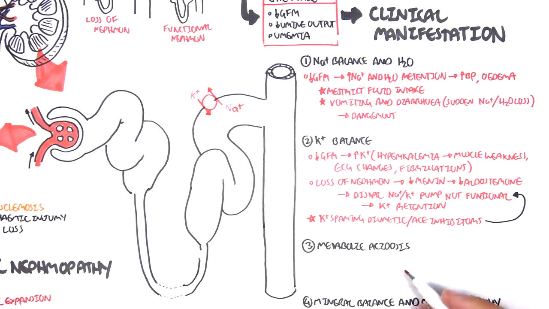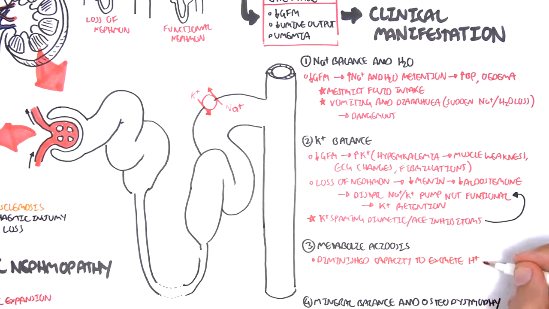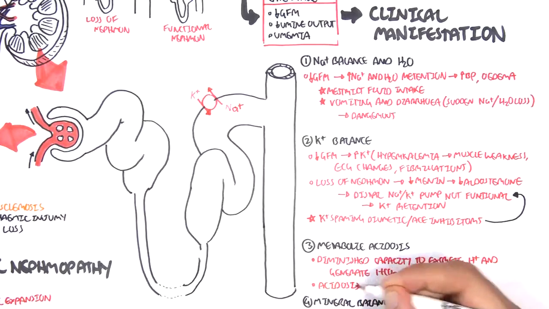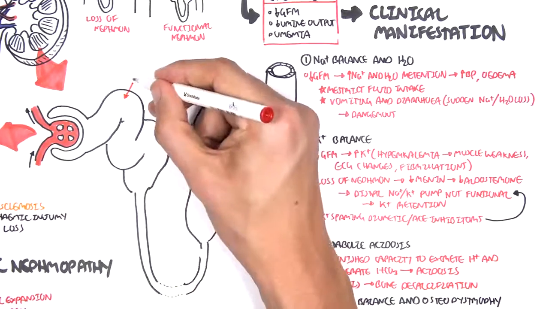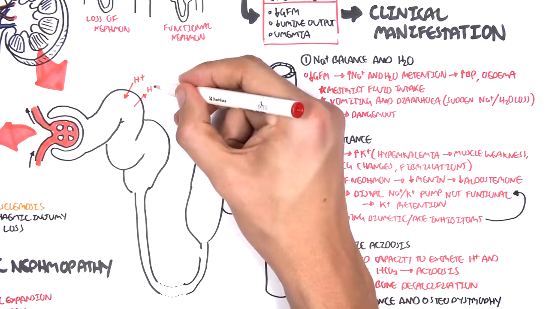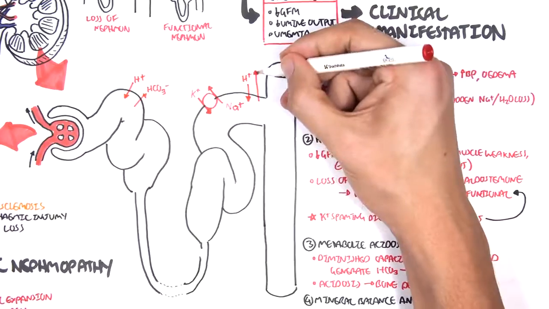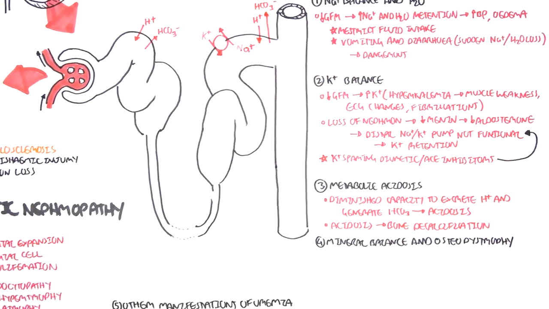Metabolic acidosis. Now, in chronic kidney failure, we get diminished capacity to excrete hydrogen and to generate bicarbonate, which leads to the acidosis. Acidosis can lead to bone decalcification, amongst many other things. So normally, the nephron is responsible for maintaining the pH of our body, the blood. It does this by producing bicarbonate if necessary, or by secreting hydrogen ions if necessary.